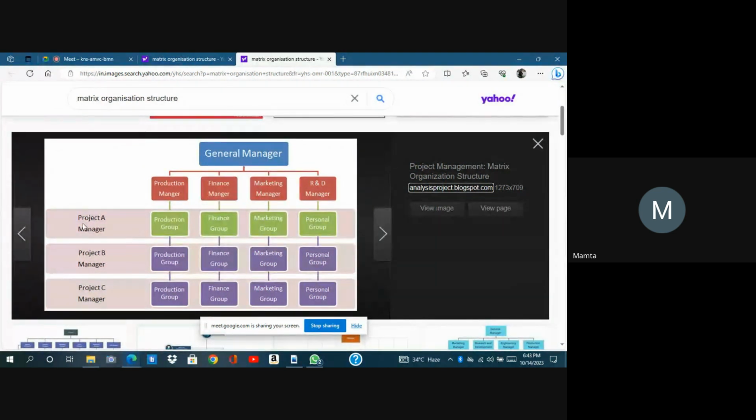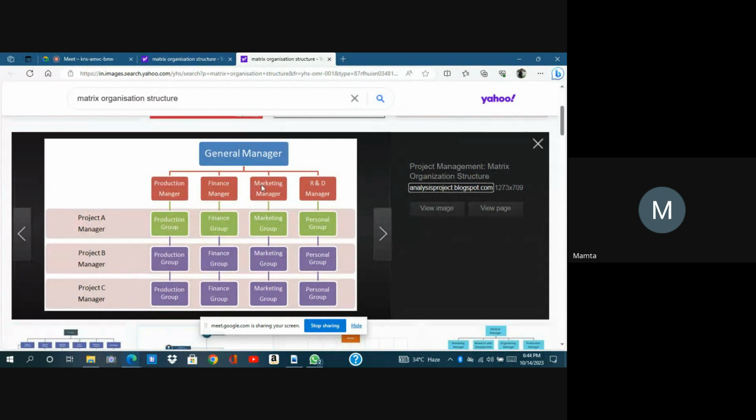See, we have project A manager, project B manager, and project C manager. And project A has the production group, finance group, marketing group, and personnel group. Project B as well has a production group, finance group, marketing group, and personnel group. It means every project has its own different groups.